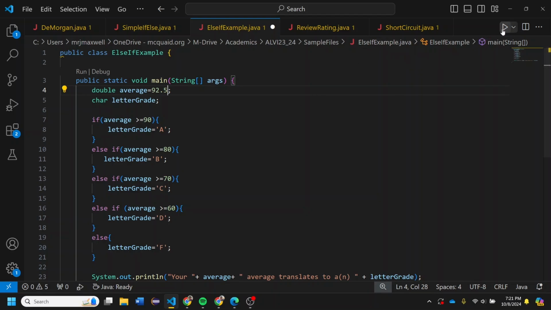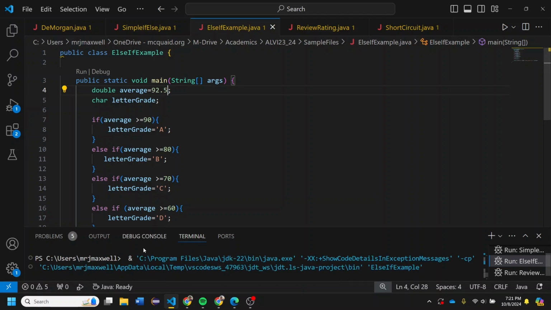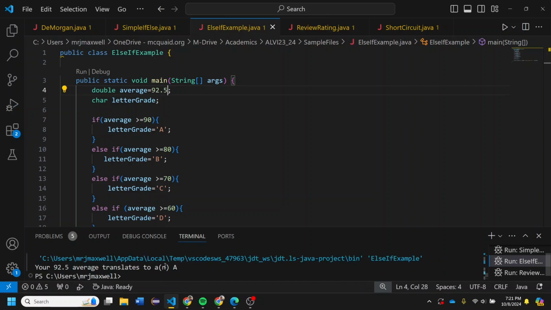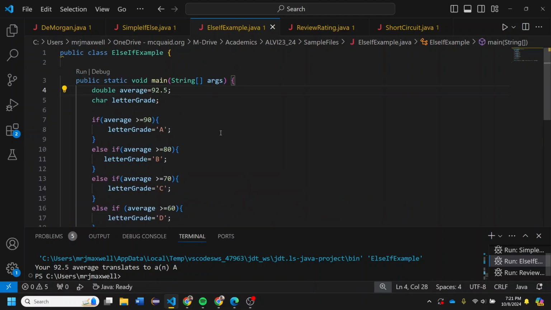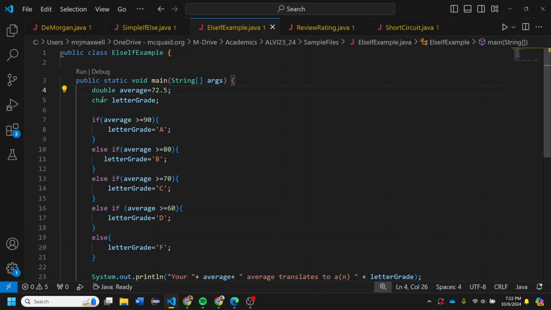So this is an else if. I'll run it and it will say your 92 average translates to an A. And so we have this statement out here. And let me run it again and prove that a 72 should produce an if that assigns C to the letter grade. So looking at it again, I want to point out that it will continue its evaluation until a condition is met, and then will exit the structure. So in a word or words, it has a mechanism for early exit.